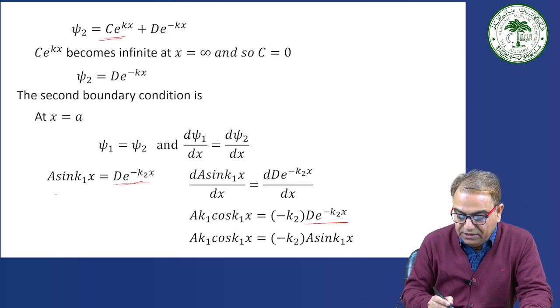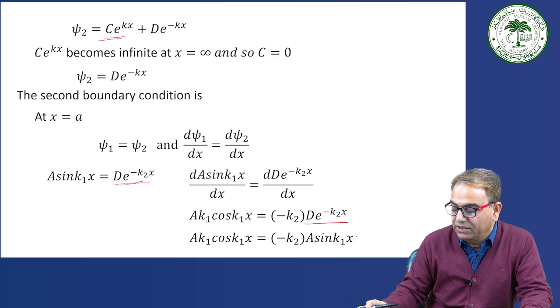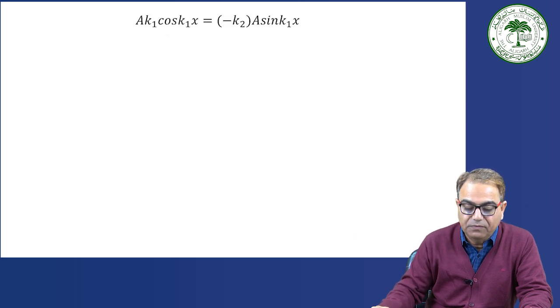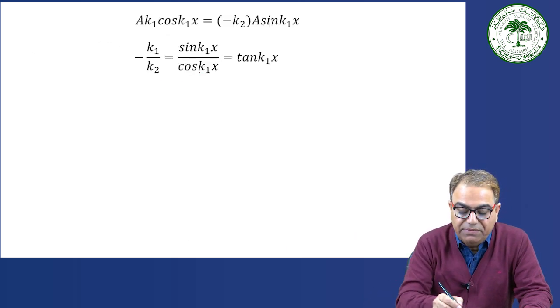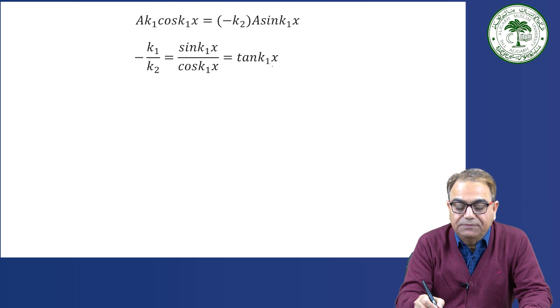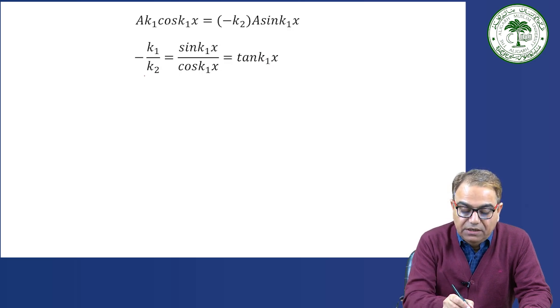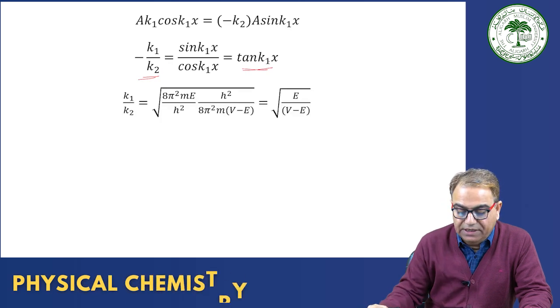So what you can write? A k1 cos k1x is equal to minus k2 a sin k1x. And if you rearrange this equation, what do you get? Minus k1 by k2 becomes equal to tan k1x. It's very easy. Now the ratio of k1 and k2 is equal to tan k1x.